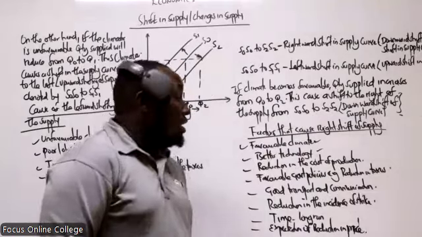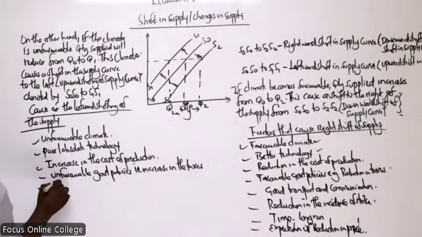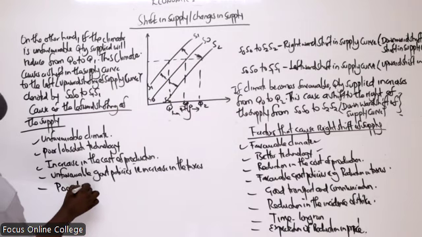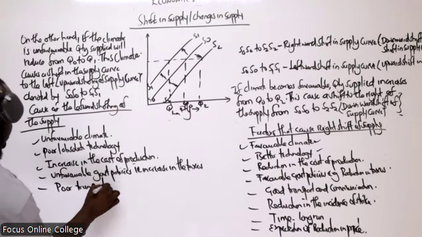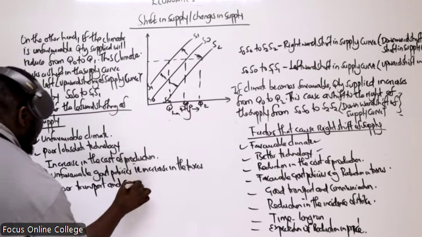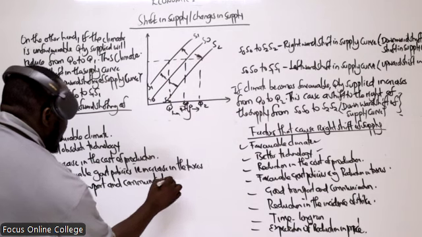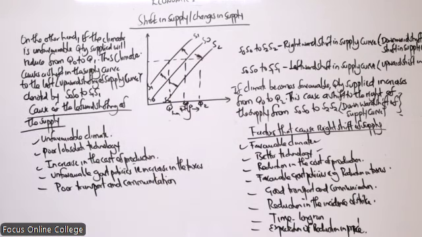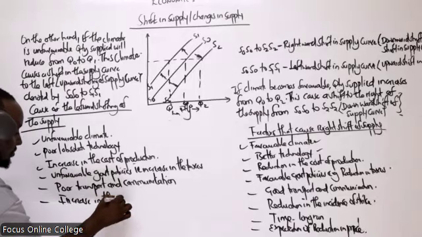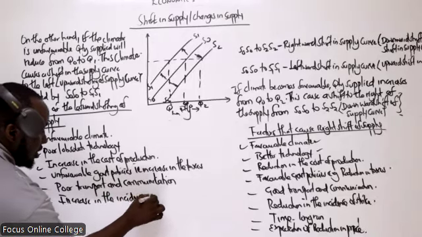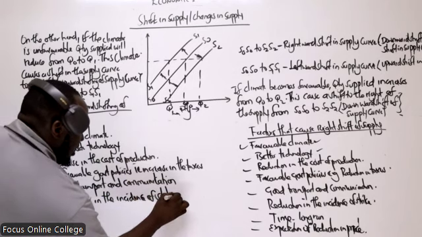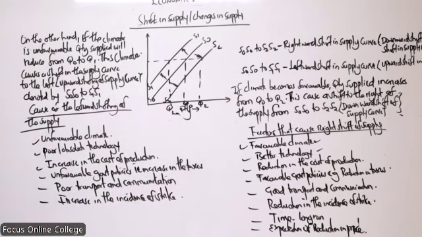Then we can talk about poor transport and communication. Then you have an increase in the incidence of strikes.